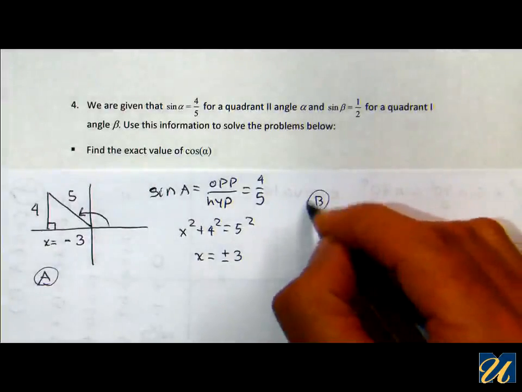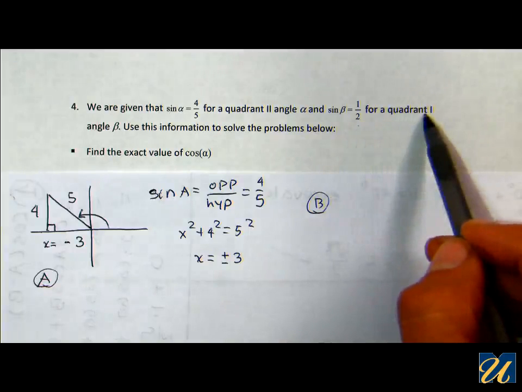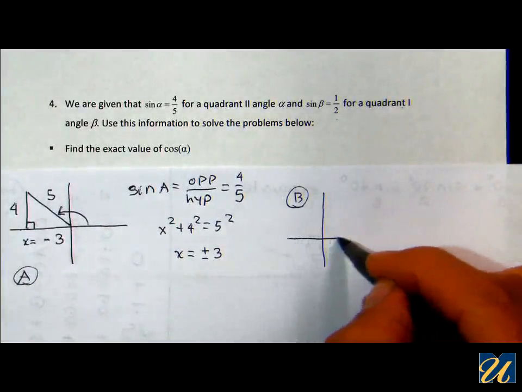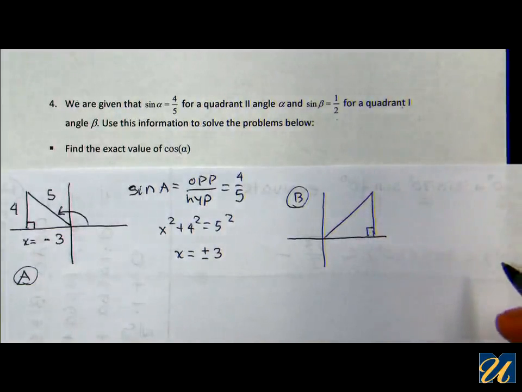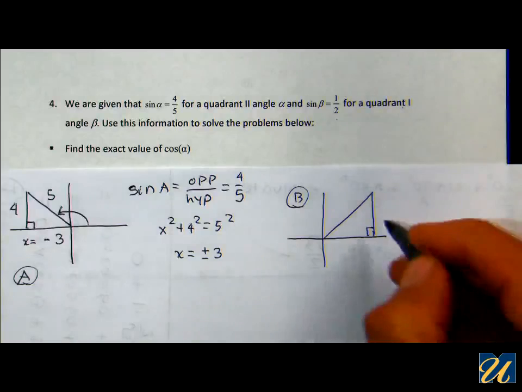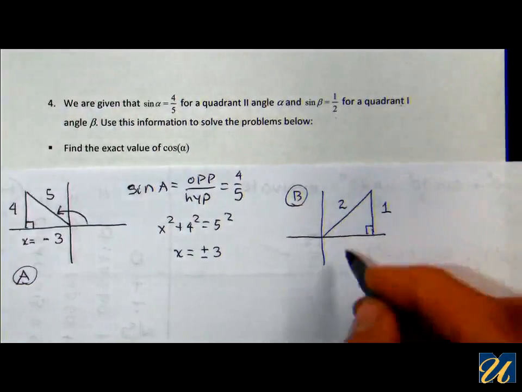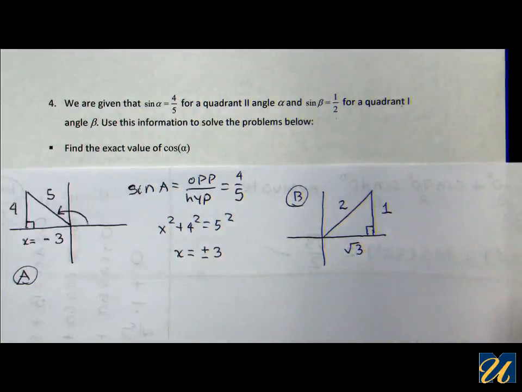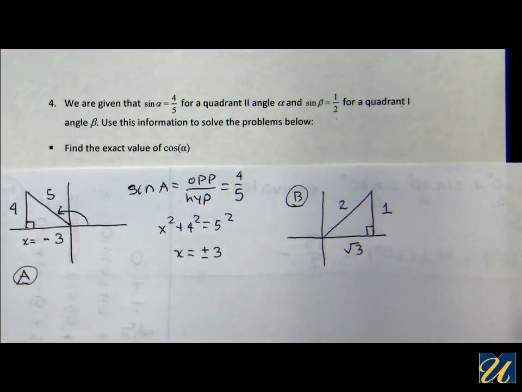So here we have angle B. What do we know? Sine B is 1/2 for a quadrant 1 angle B. Okay, so quadrant 1, draw that there like that. There's our quadrant 1 right triangle. And we proceeded in the same way. Sine is opposite 1 over hypotenuse 2. By the Pythagorean theorem, this will give us square root of 3. And we choose the positive value because this is to the right of the y-axis. Okay, so that's for angle B.